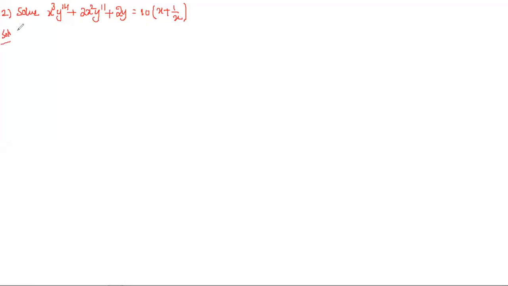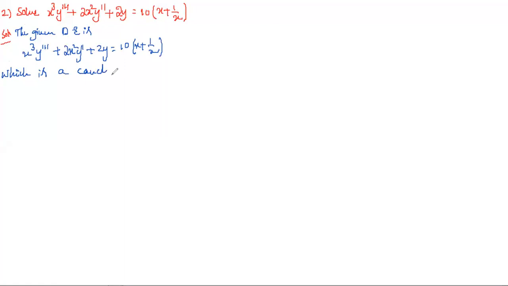The given differential equation is x cube y triple dash plus 2x square y double dash plus 2y is equal to 10 into x plus 1 by x. So this is a Cauchy's linear equation, or Euler-Cauchy's homogeneous linear equation. First we can write this one in operator form.